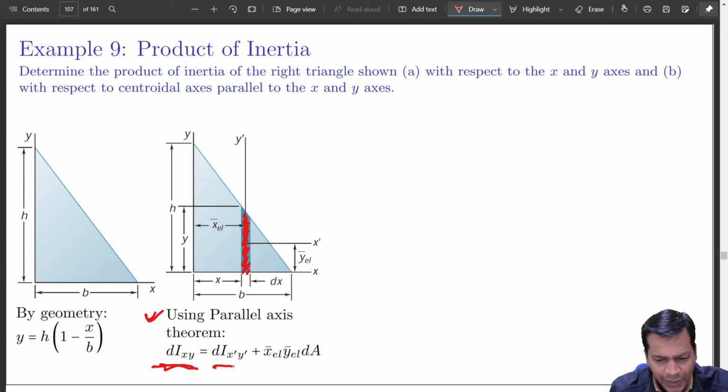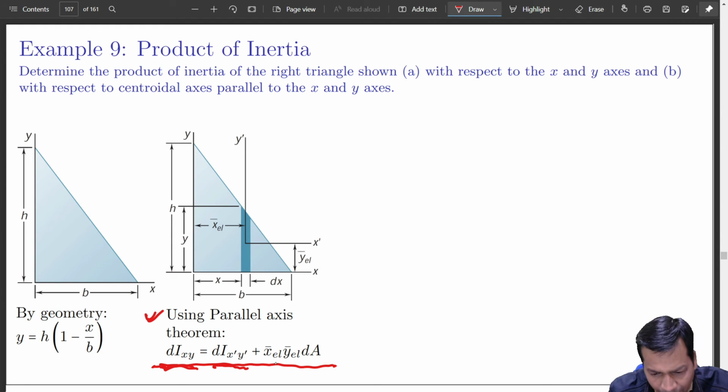So dIxy, just keep watching now. Without intervening here, you will get to know a few queries which are arising in you. This is directly by the parallel axis theorem that we did just a few moments back for this small strip. Watch it very carefully. So what all terms go in?